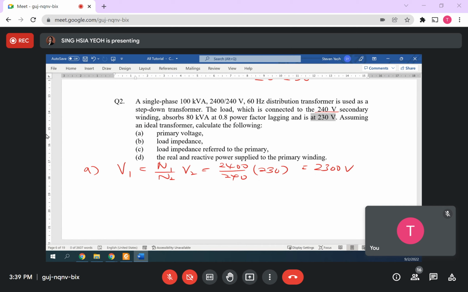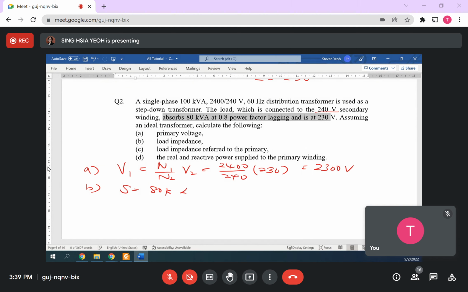Can see, right? Then part B, the load impedance. So you don't know what is your load, right? Impedance at the secondary side. Normally load we will look at secondary side. Okay, the load, and actually they also stated connected to the 240 watt secondary winding. So the load info already given is 80. So means what is this? S equals to 80K.